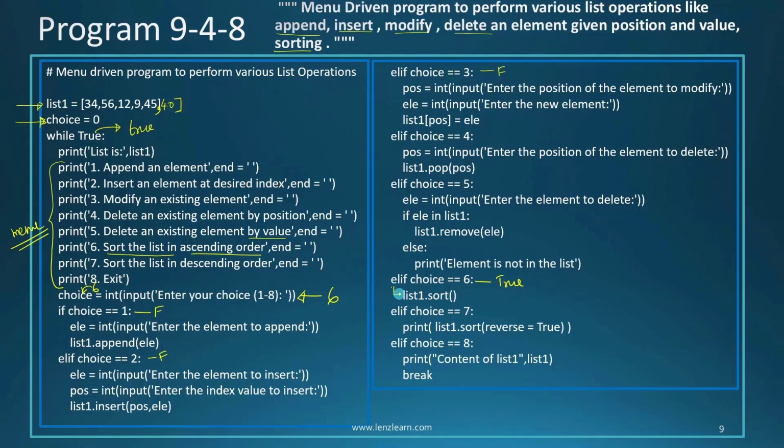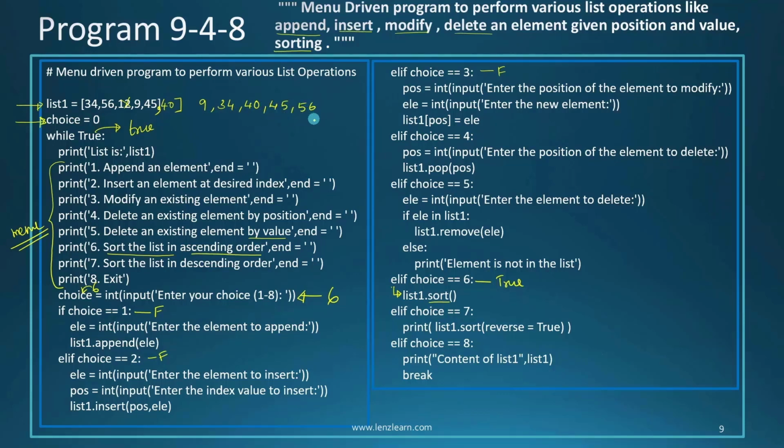order. So inside elif, you just have to call a built-in function called sort. That will automatically sort the content of list 1 in ascending order. So the smallest value will come first. After that, let's assume 12 is already deleted, so it will not be there. The next smallest value is 34. Then you will have 40, then 45, then 56.